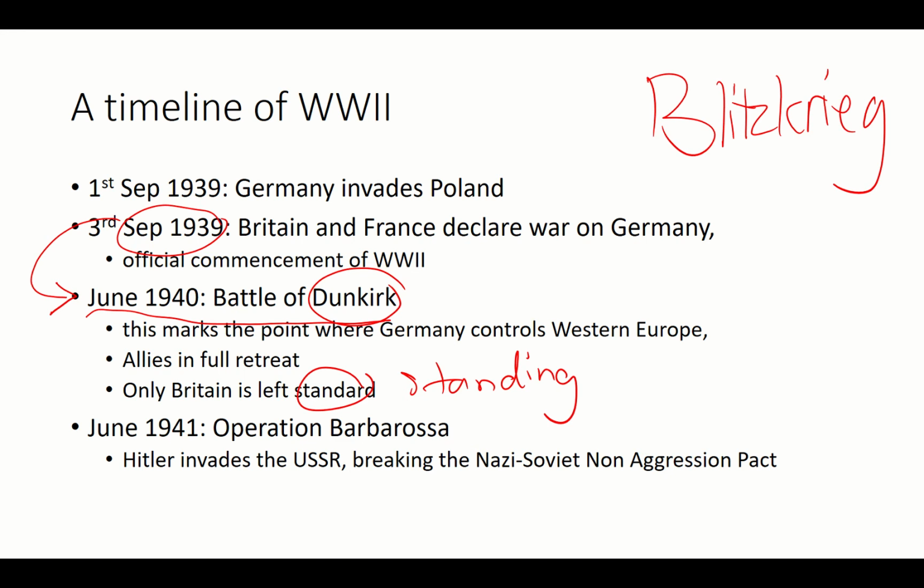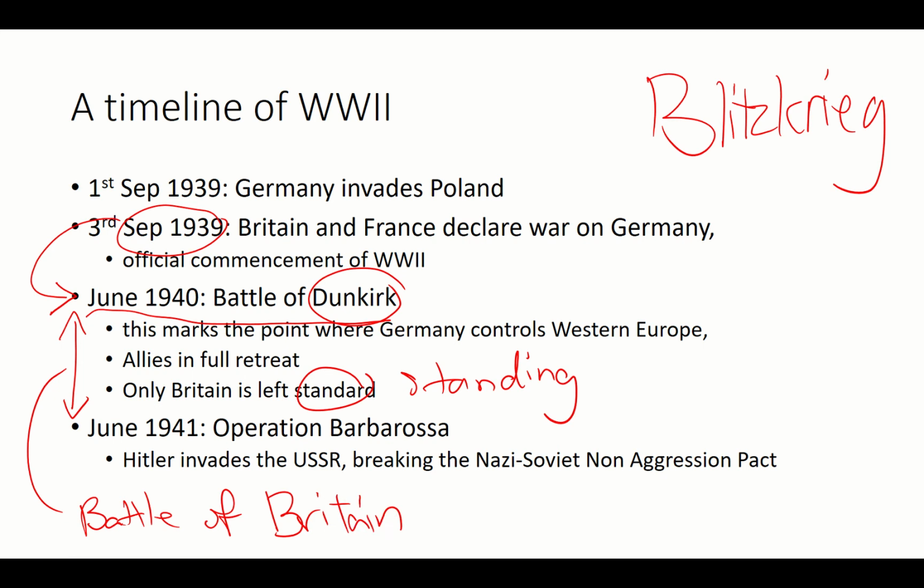And I'm not glorifying Germany. I'm just telling you what happens. And after that, you might ask what's happening between June 1940 and June 1941. We have the Battle of Britain, where Hitler's Air Force, the Luftwaffe, tries to bomb the heck out of Britain, but they do not succeed. At the same time, by June 1941, Hitler breaks his agreement with Stalin and he launches Operation Barbarossa, which is, of course, doomed to fail because nobody invades Russia and succeeds.